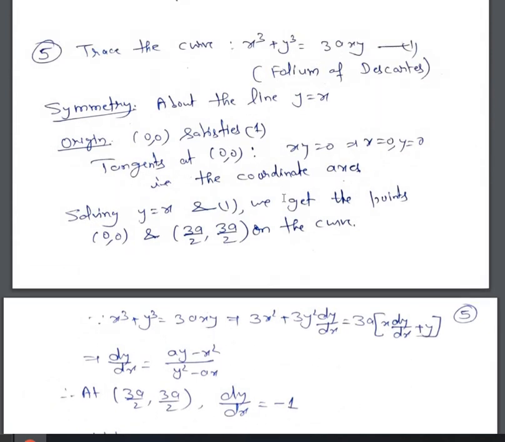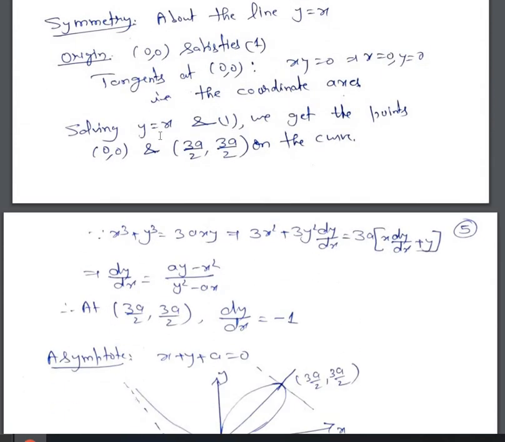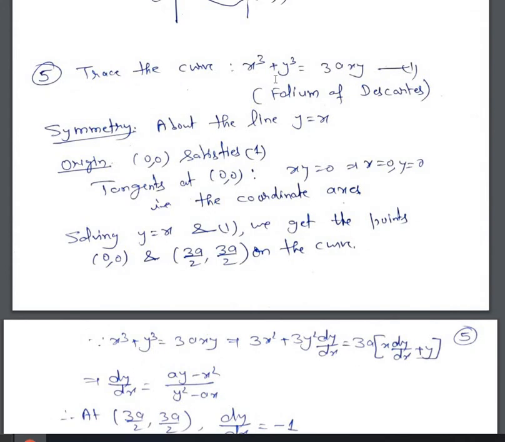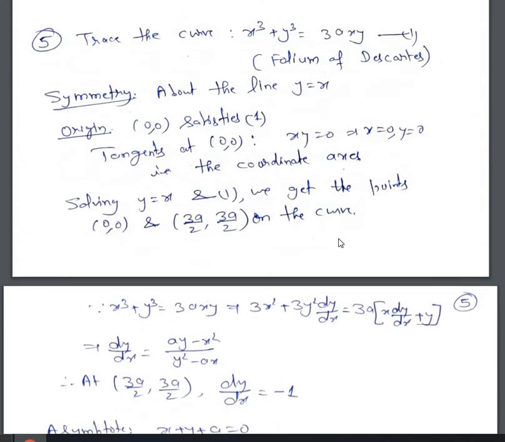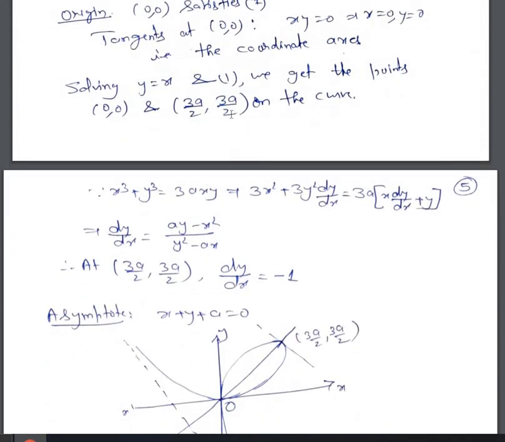Now because the curve is symmetric about the line y is equal to x, we solve y is equal to x with the equation of the curve. So we get these 2 points, 0, 0 and 3a by 2, 3a by 2. 0, 0 is this point and 3a by 2, 3a by 2 is this point. Both of them lie on the line y is equal to x as well as on the curve.